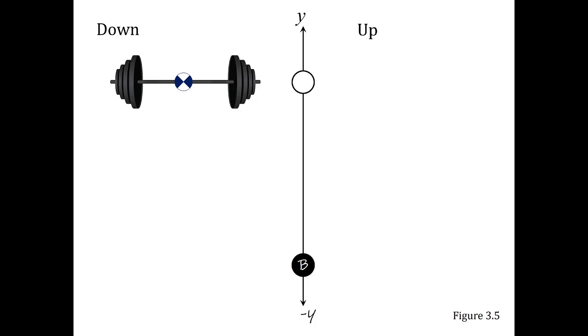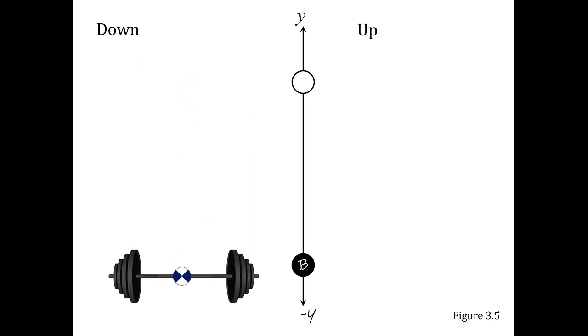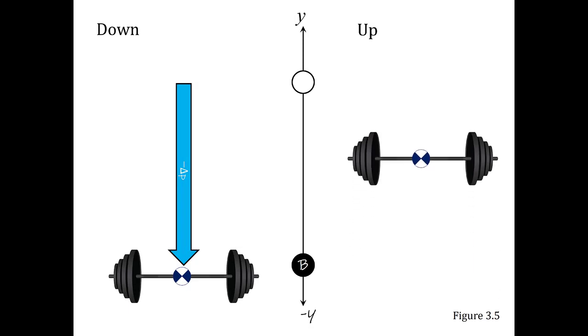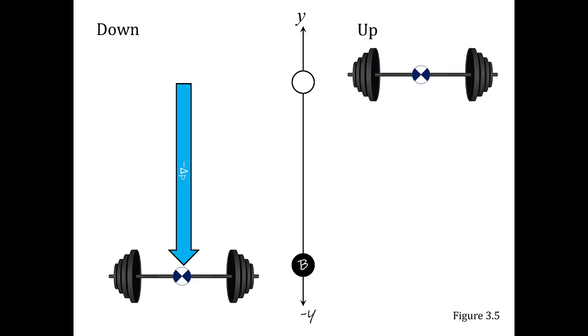Similarly, we can think about what happens in the vertical direction. Let's say that I'm performing a squat or a bench press, and I start with my barbell in the upward position. I lower that barbell down to the bottom. I've now had a displacement that was in the negative y direction. Now I'm going to take that barbell in the bottom position and I'm going to bring it back up to the top position. So now I've had a positive displacement in the y direction.